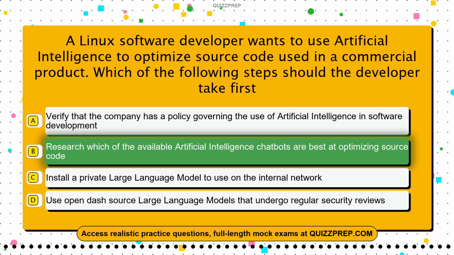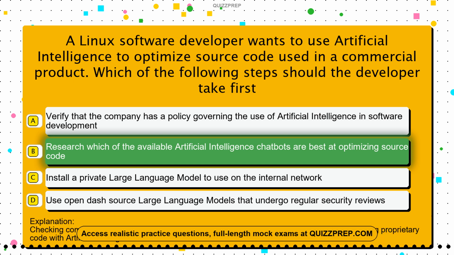The correct answer is option B. Research which of the available artificial intelligence chatbots are best at optimizing source code. Checking company policy ensures compliance with legal and security requirements before sharing proprietary code with artificial intelligence tools.